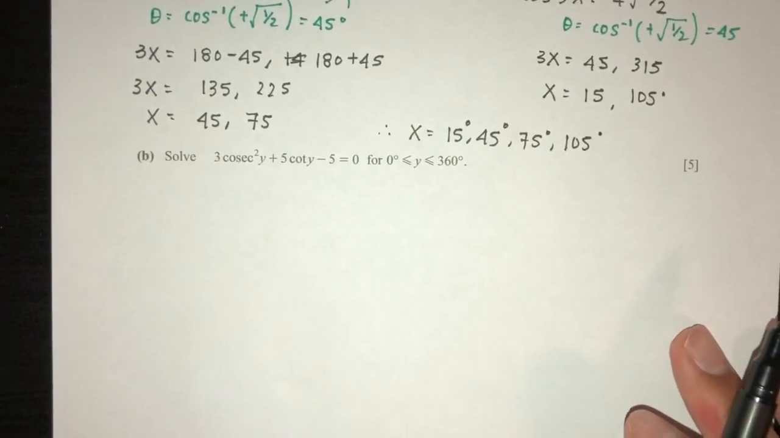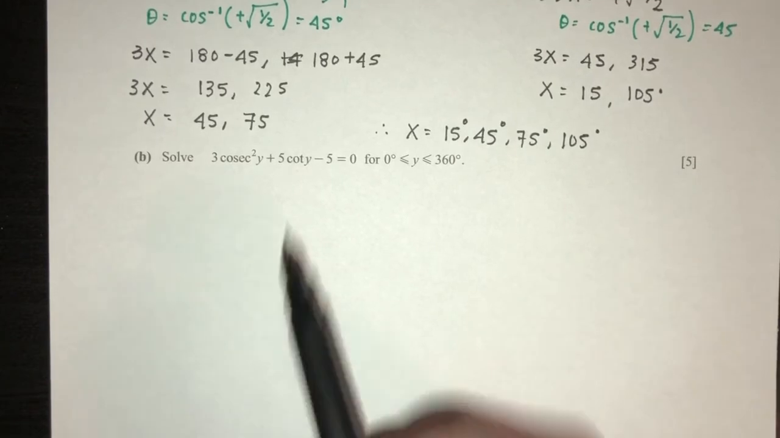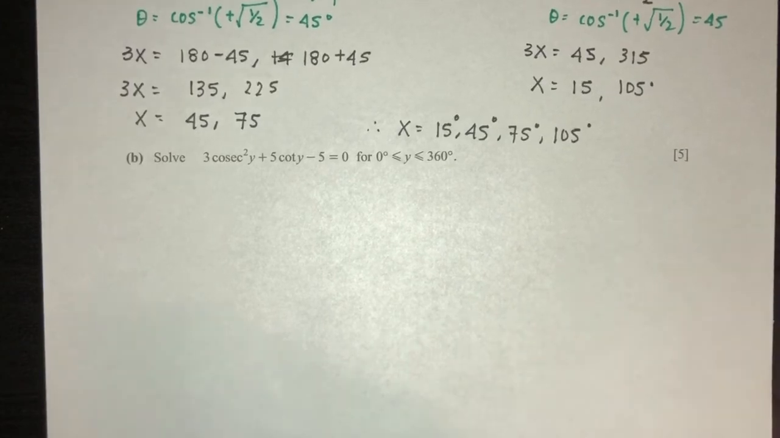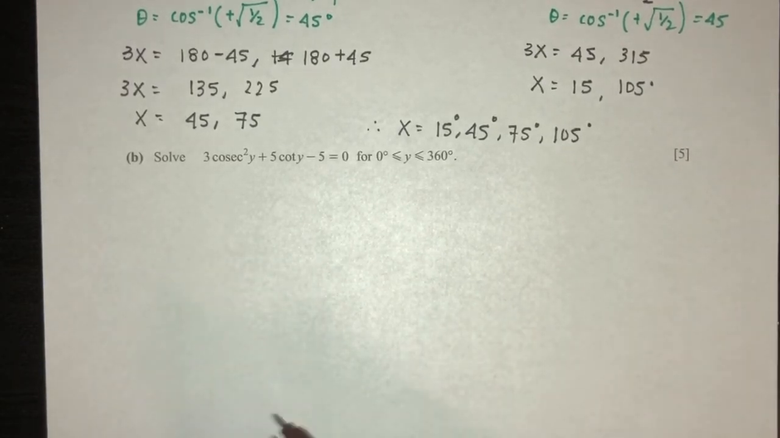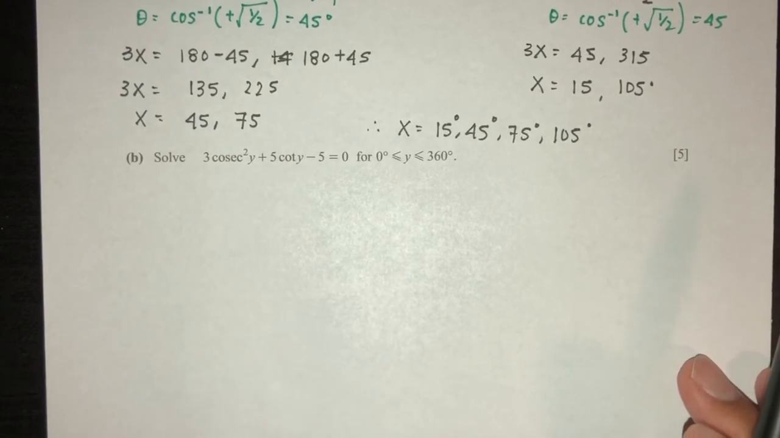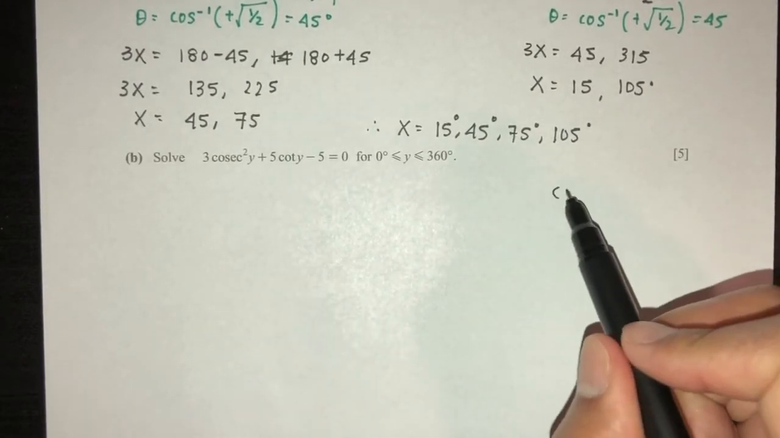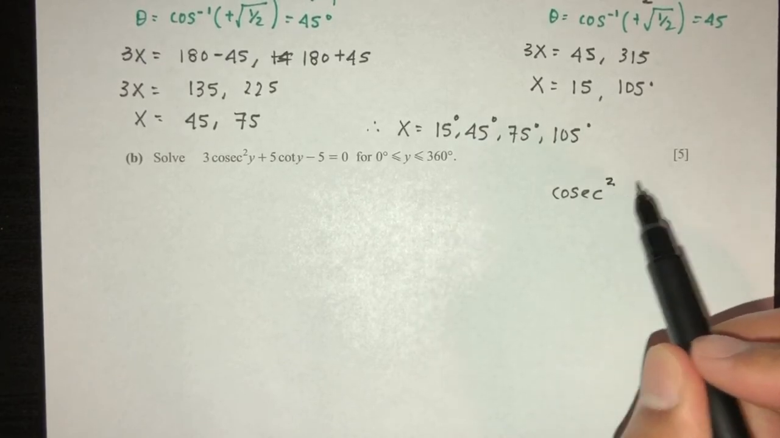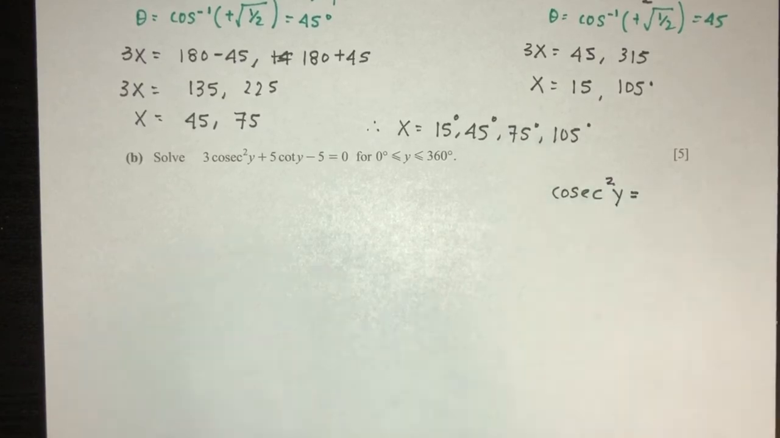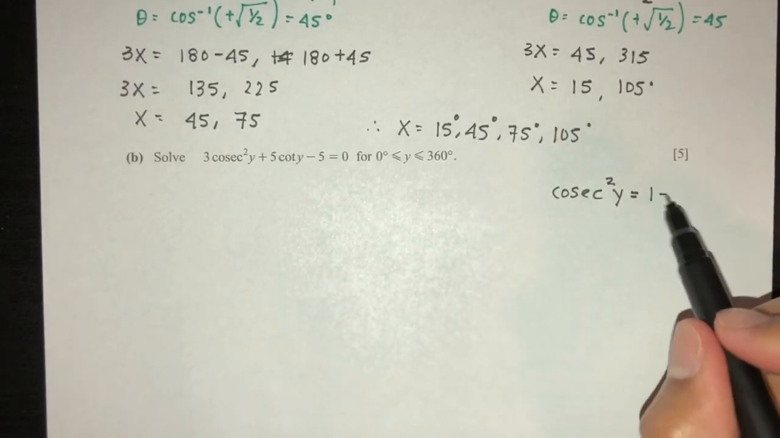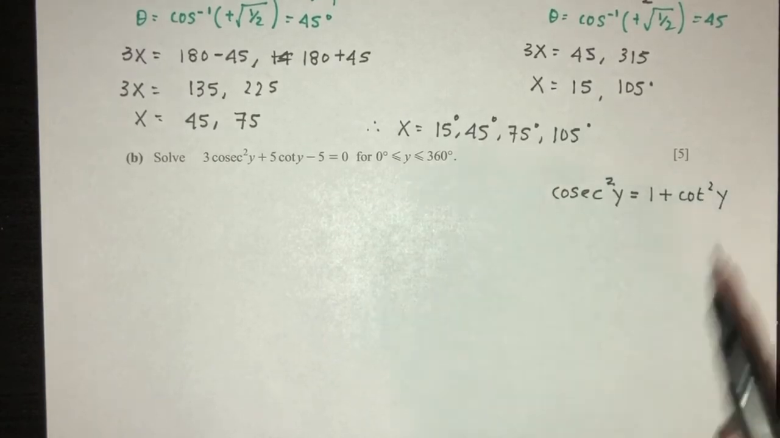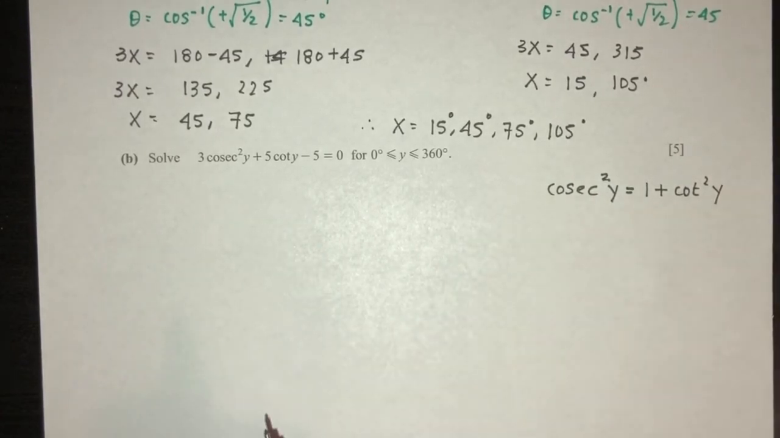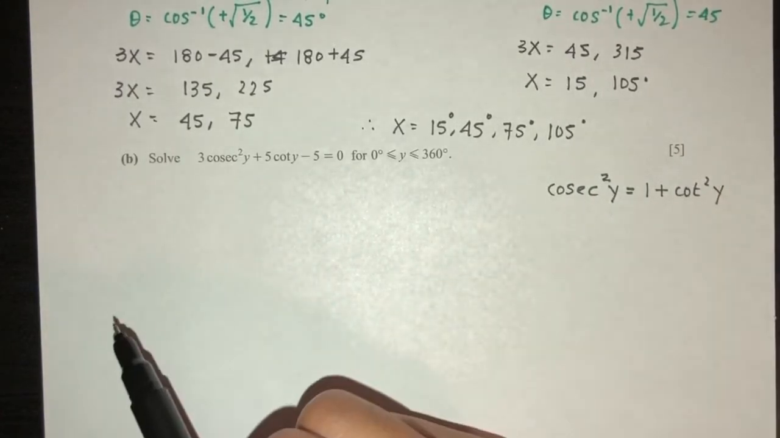Now for part 2, let's see what do we have. We have this equation. We have cot y and cosec y. So for this you have to know what formula or what identity we have that links these two together. So we have cosec square y is equal to 1 plus cot square y. So this is given to you in your formula sheet. You don't need to remember this by heart, but it is given to you on the formula sheet.